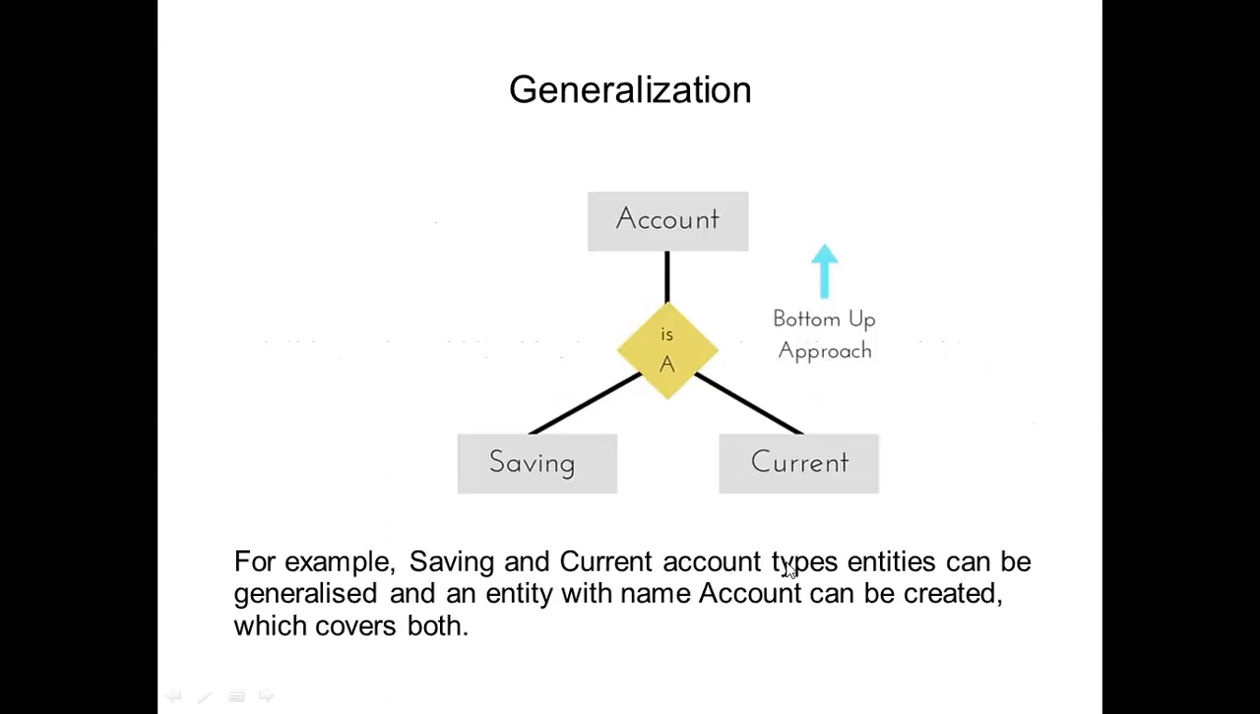Now we will see this in example. See, here is the saving and current. These are the two account types. And when these two account types are generalized, then there will be one entity, that is the account, which is going to cover all the things of saving and current. So here we can say that account is a superclass, saving and current are the subclasses. So the arrow is from bottom to top.